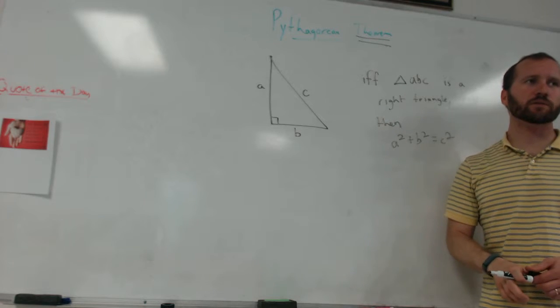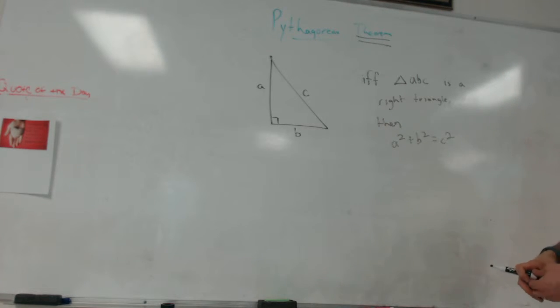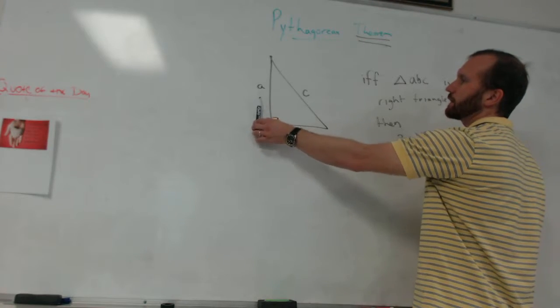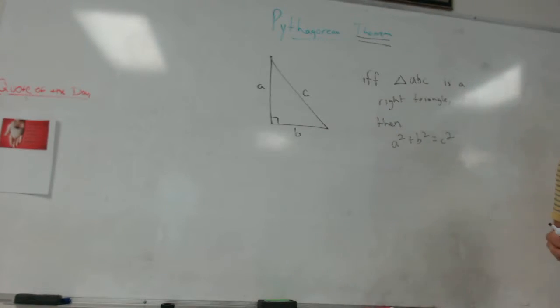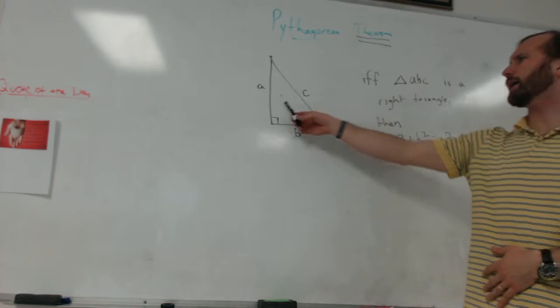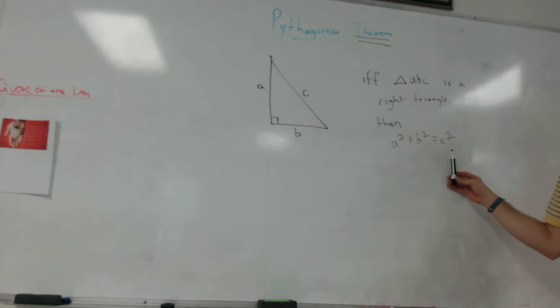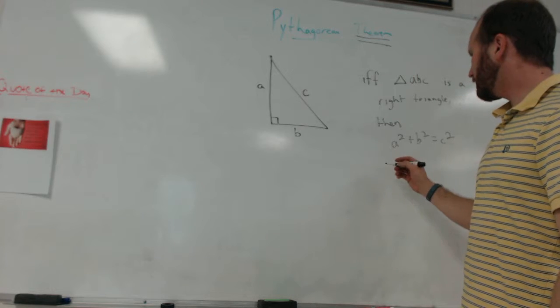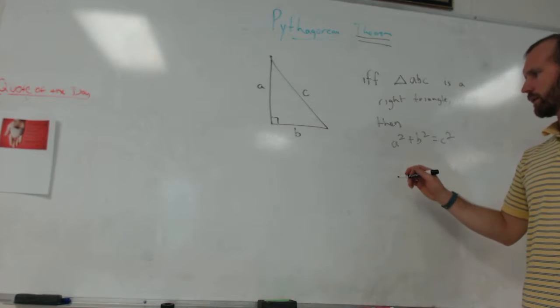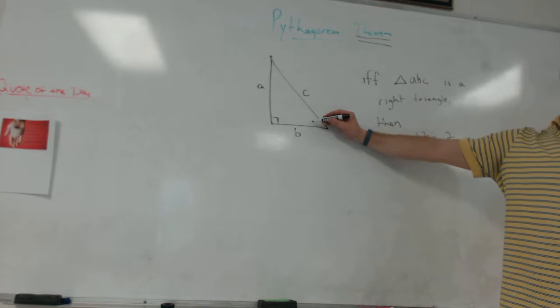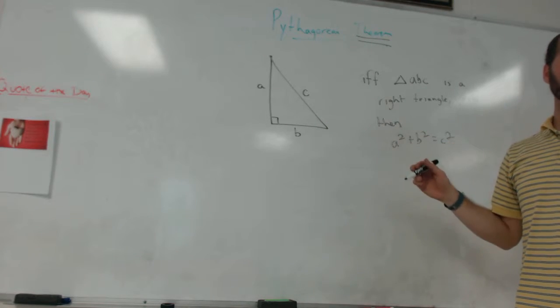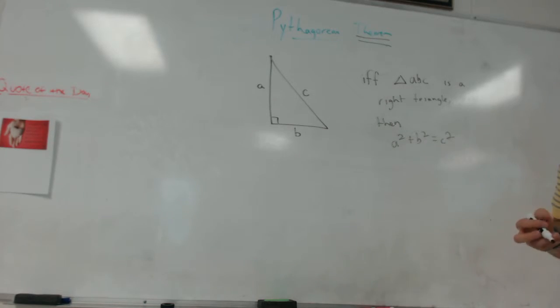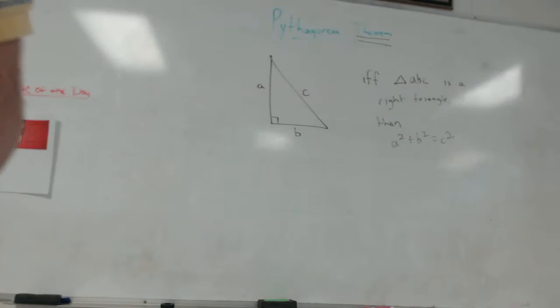And so there are two main uses for this. One is we can find the length of one of the sides. So if I gave you A and C, you could use this formula to find B. Does that make sense? The second one is if I gave you three sides, you could tell me whether or not the triangle was a right triangle. Okay. So let's do an example of those.